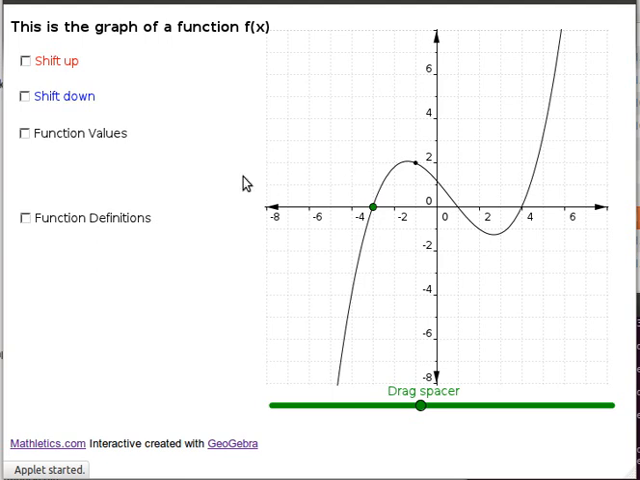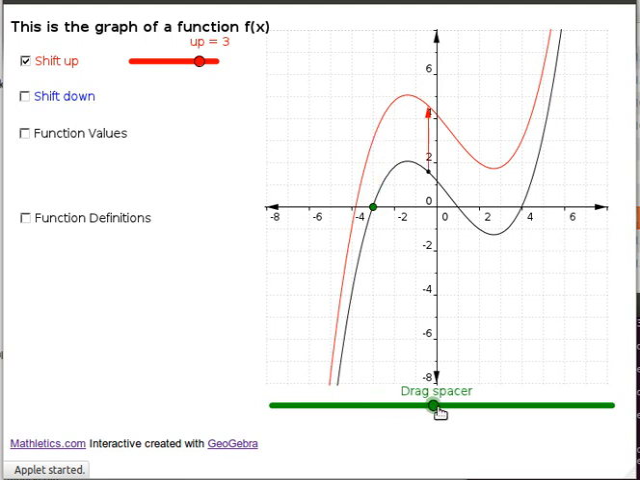Here we talk about shifting functions vertically. So what we've got here is a graph of the function f of x, which is this black line. If we shift it up an amount, let's say we shift it up amount 3, all you do is for every value of x, you can work out the value of f of x, and then you just add 3 to it. And that results in a graph that is shifted 3 units vertically.